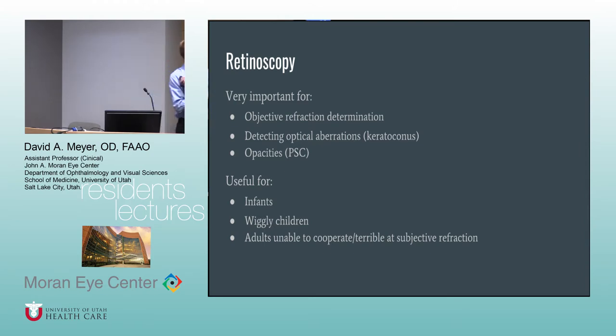It's really good at detecting opacities, like PSCs are really easily seen using retinoscopy. Sometimes before you start a subjective refraction, you do a quick retinoscopy, and you can see this big giant PSC centrally. If their BCVA is reduced, you'll know why, even before you start the refraction.